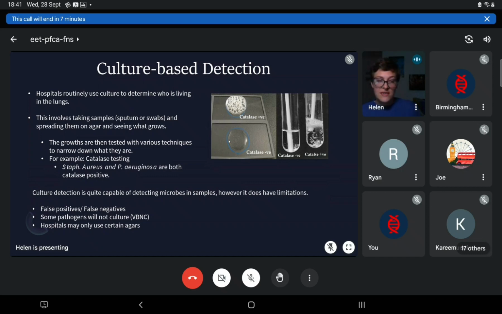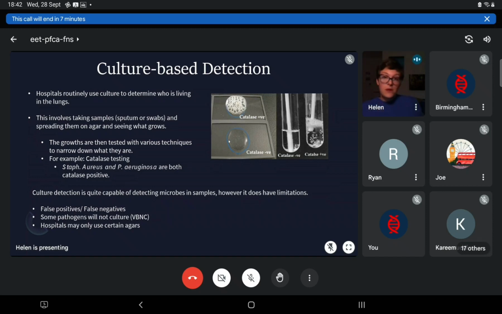Now, while this is the gold standard in hospitals and how we've been routinely checking cultures for quite a long time now, it does have its limitations. We can get things like false positives and false negatives. Bacteria in particular are really good at sharing their genetics, and some bacteria will acquire the ability to not be catalase positive or become catalase positive, which can really mess with the results that we get. So that could be a false positive or generate a false negative.